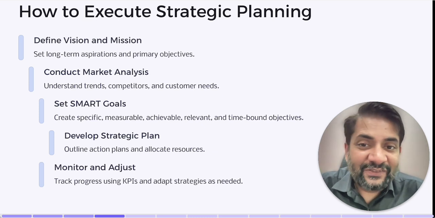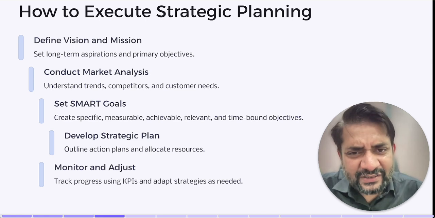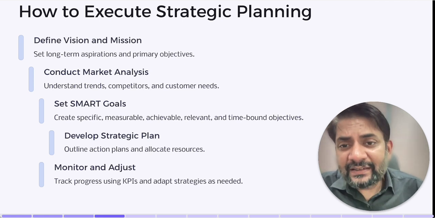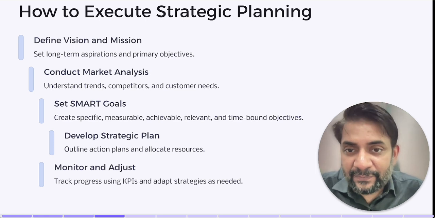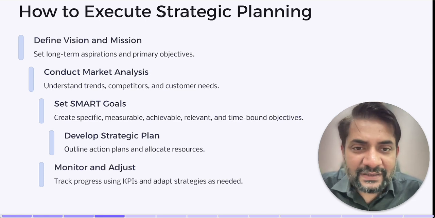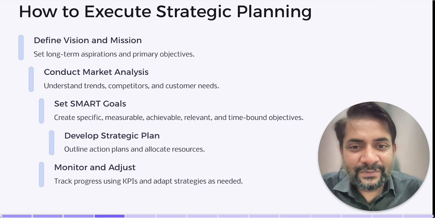Step 4 is to develop a strategic plan. The action plans outline specific actions to achieve each goal, and resource allocation. You determine necessary resources, including budget, personnel, and technology. And step 5 is to monitor and adjust. You track the progress, use key performance indicators to measure success, and adapt strategies. Be flexible and adjust plans based on performance and market changes.